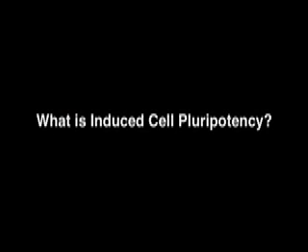What is induced cell pluripotency? Cell pluripotency is the ability for one single cell to become almost any other cell in the human body. Induced pluripotent stem cells, commonly abbreviated as iPS cells, or iPSCs, are a type of pluripotent stem cell artificially derived from a non-pluripotent stem cell, typically an adult somatic cell, by inducing forced expression of certain genes.